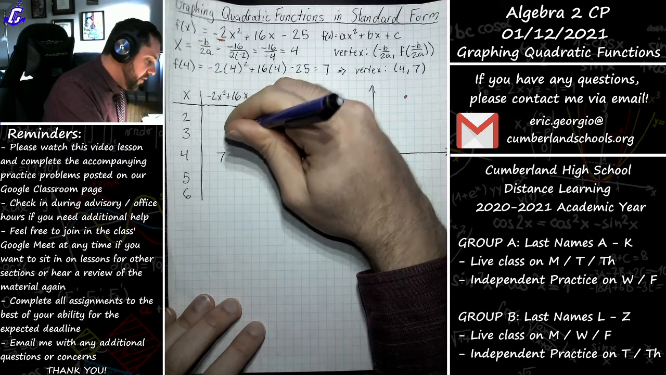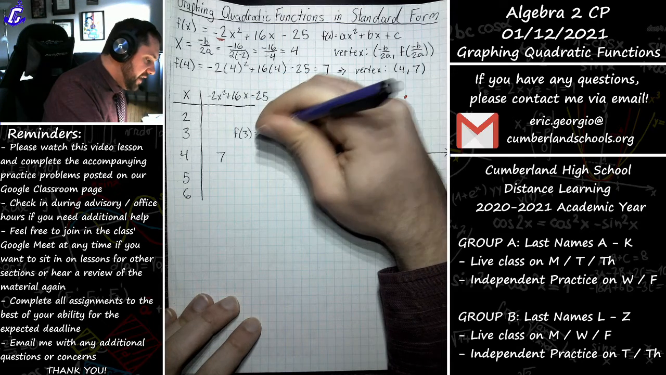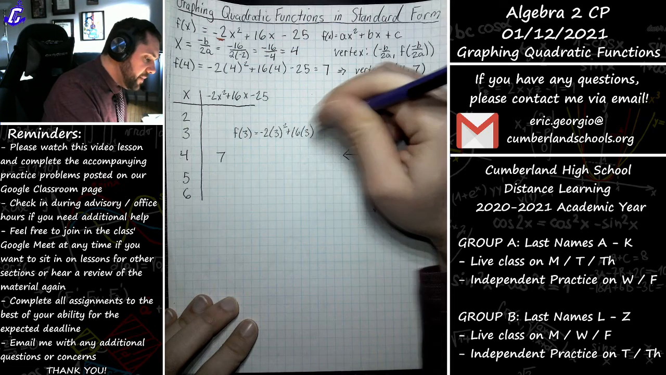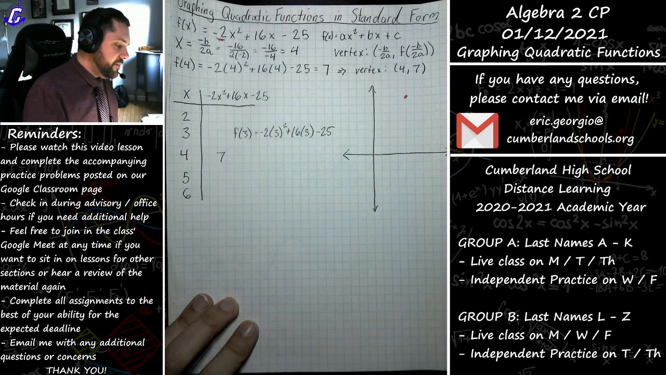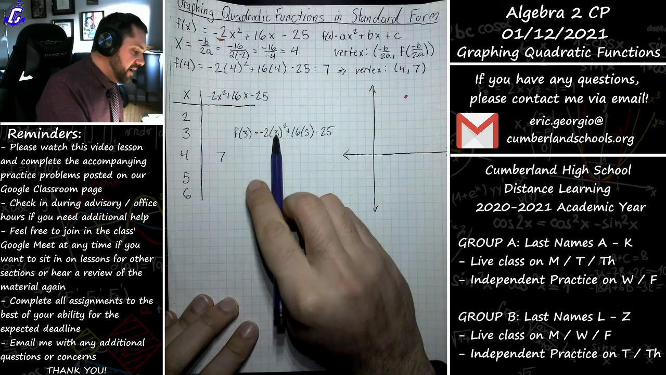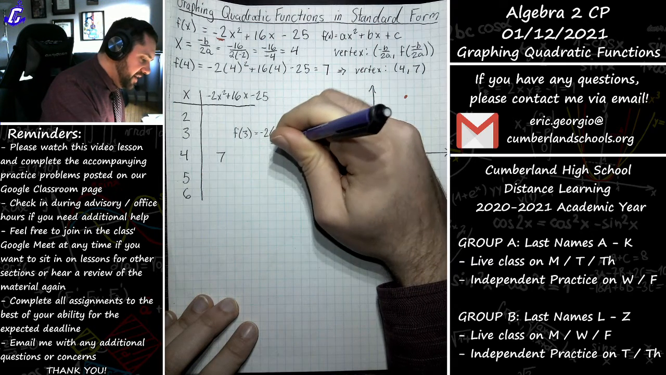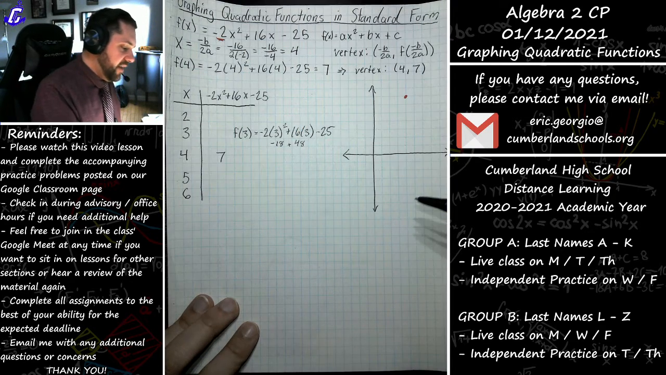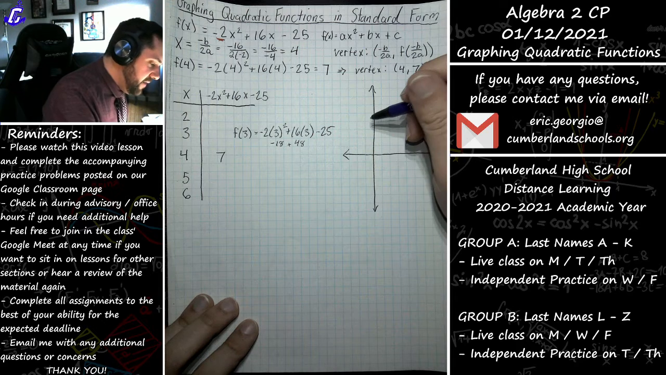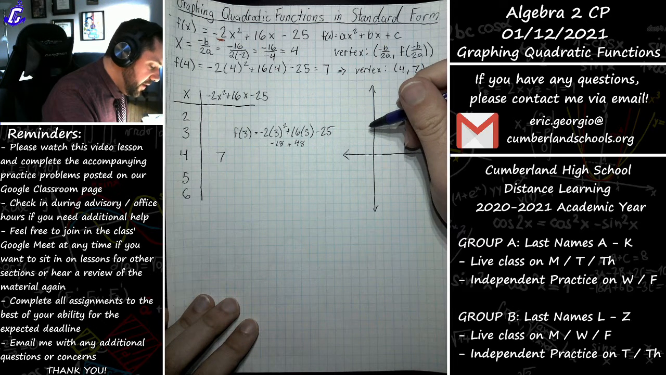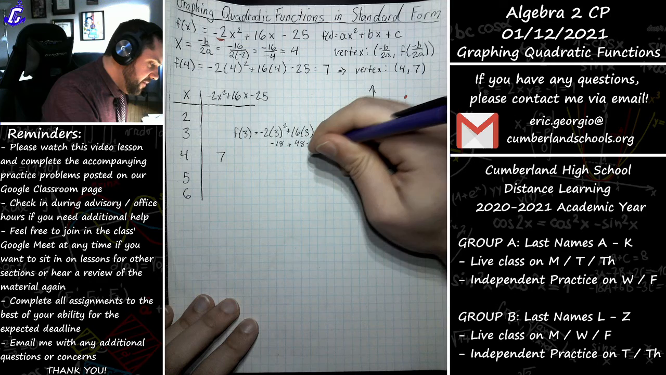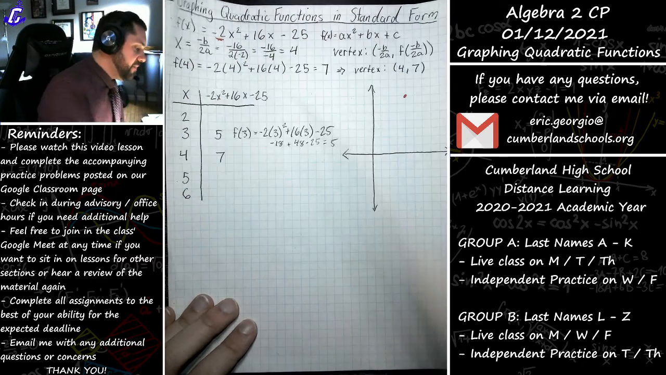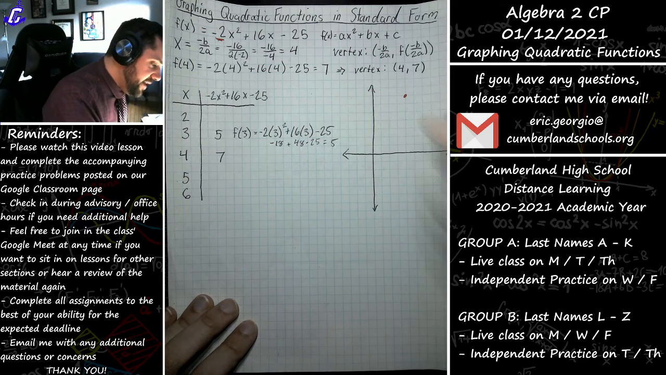We can say that f of 3 would equal negative 2 times 3 squared plus 16 times 3 minus 25. That's going to be, let's see, 3 squared is 9 times negative 2 is negative 18 plus 16 times 3 is 48. So negative 18 plus 48, I believe, is 30? And then minus 25, we get positive 5. So it looks like f of 3 is positive 5. Our next point is at (3, 5).